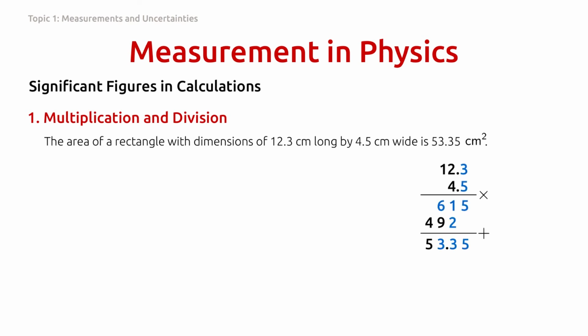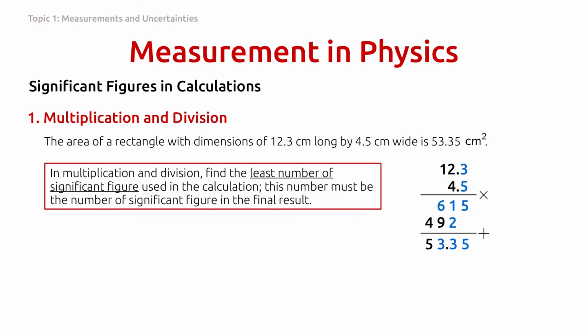This is what you usually do using a long multiplication process to multiply these numbers. The digits in blue in 12.3 and 4.5 are the least significant figures for those numbers. These digits are uncertain and affect the multiplication process. And as you can see from here, the final answer is affected by this uncertainty. The digits in blue in the final answer are all uncertain. In the final answer, the first digit is the most significant figure, but the second digit is already uncertain, and therefore is the least significant figure.